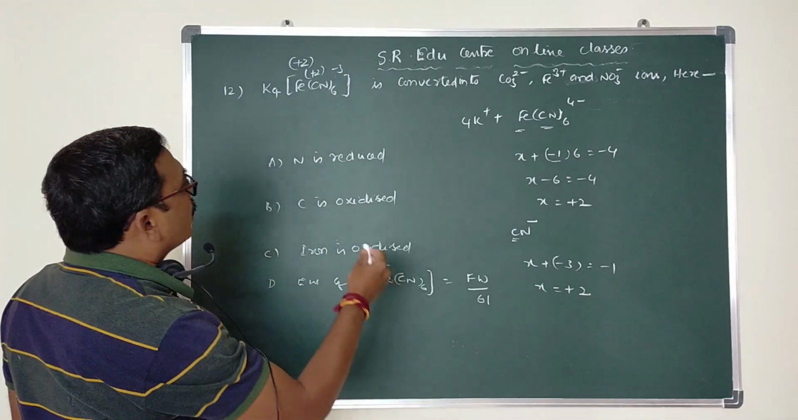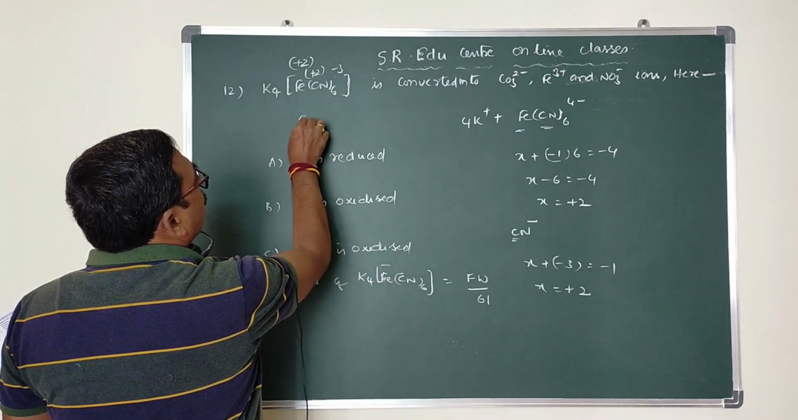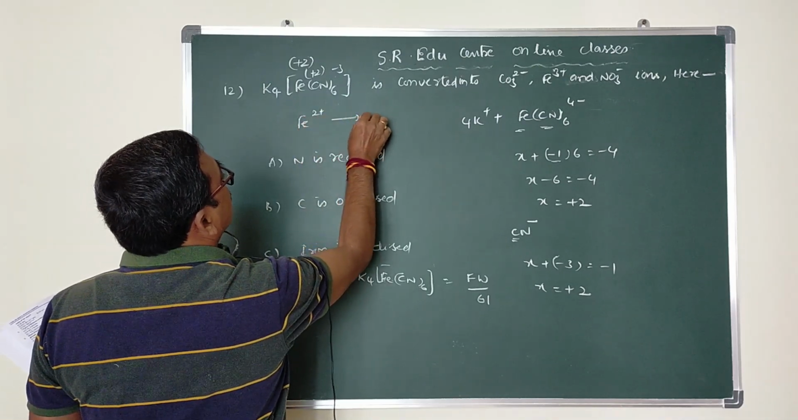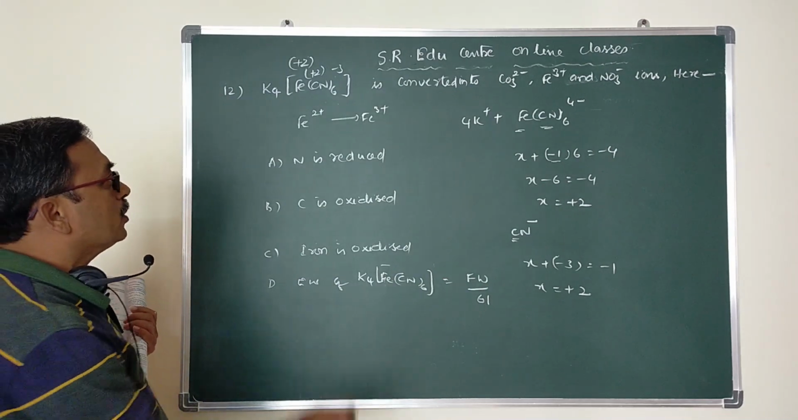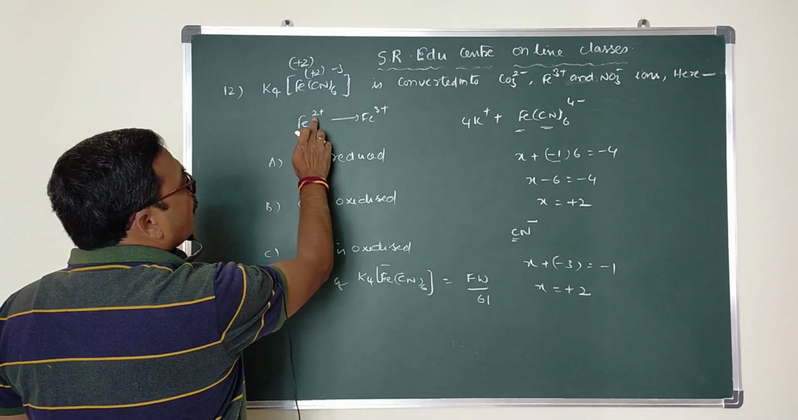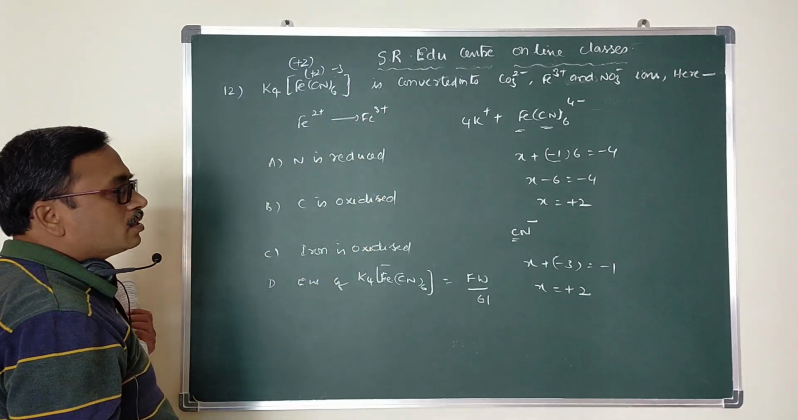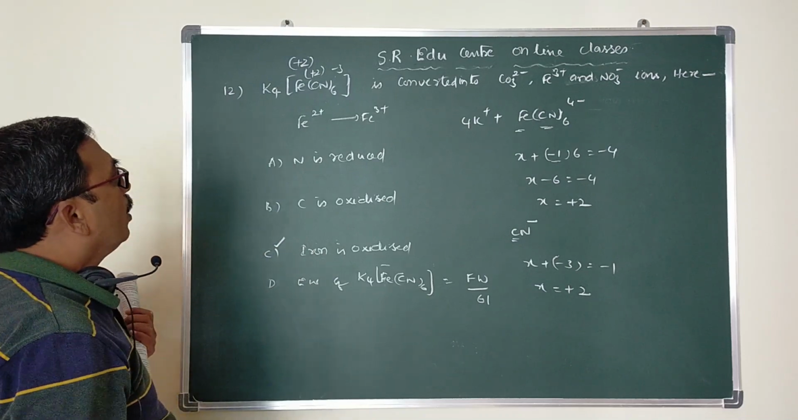So here Fe2+ changes to Fe3+. The oxidation state of iron increases from +2 to +3. Increase in oxidation state is oxidation. Therefore, iron is oxidized. This one is correct.